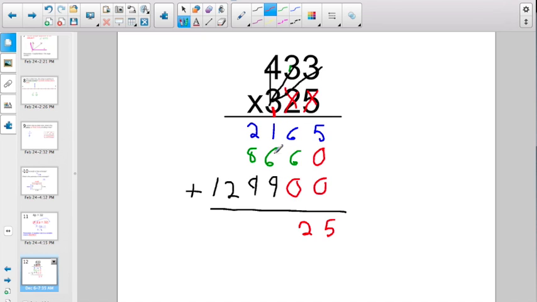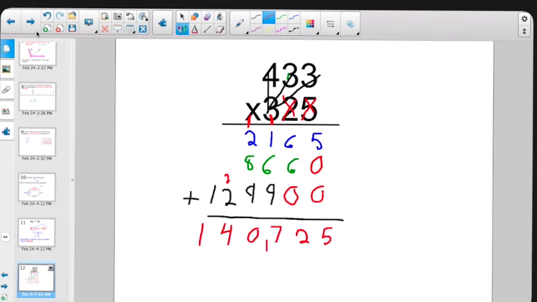1 plus 6 plus 9, that's going to give me 17. So I wrote down my 7. I carry another 1 right up where I'm adding. 1 plus 2 plus 8 plus 9, that sounds like 20 to me, so I'm going to write down my 0. I'm going to carry my 2 right here. 2 plus 2, hey, that sounds like 4. And lastly, nothing plus 1 sounds like 1. So I end up with 140,725.